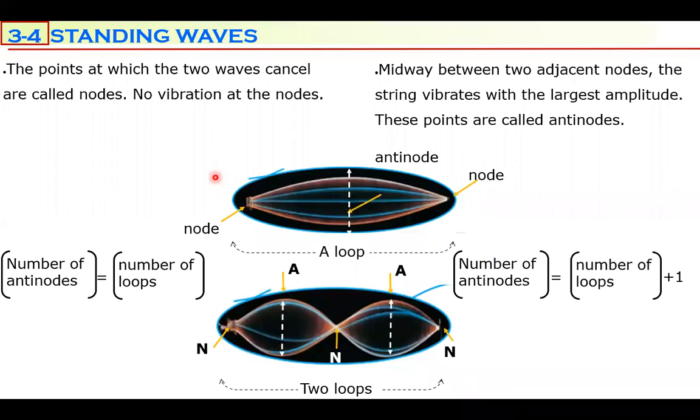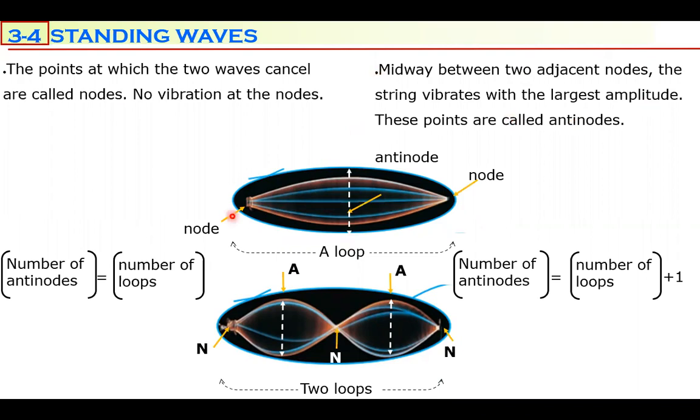Basically, there are some things you should know about standing waves. First, the points at which two waves cancel are called nodes. So there are regions with zero displacement, this region, that region, that region. These points never vibrate. So those are called nodes. But some points are vibrating with the maximum amplitude. So midway between two adjacent nodes, the string vibrates with the largest amplitude. These points are called antinodes.